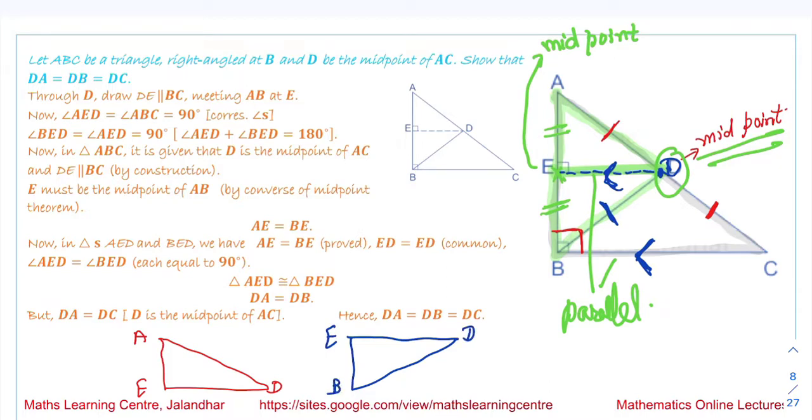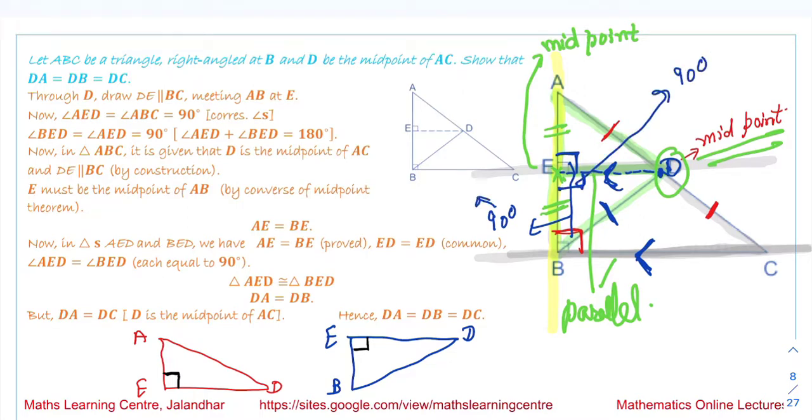Now in these two triangles, this angle at E is 90 degrees. Why? Because we are talking about this BC line and this ED line. Both these lines are parallel to each other and AB is the transversal. So if angle B is 90 degrees, you will get angle E is also 90 degrees, and this angle is also 90 degrees.